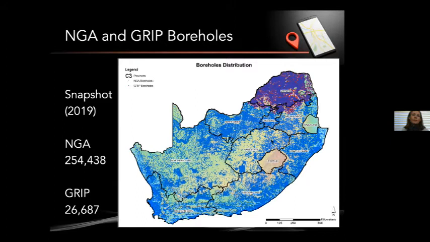I've got a snapshot over here, and you'll see the colors eventually just flow into each other because of the number of boreholes. This snapshot was taken at the end of 2019. So we can see from the National Groundwater Archive at that stage, about 255,000 boreholes, and GRIP about 26, almost 27,000 boreholes. And of course, a certain percentage of that GRIP data exists in the NGA as duplicates.